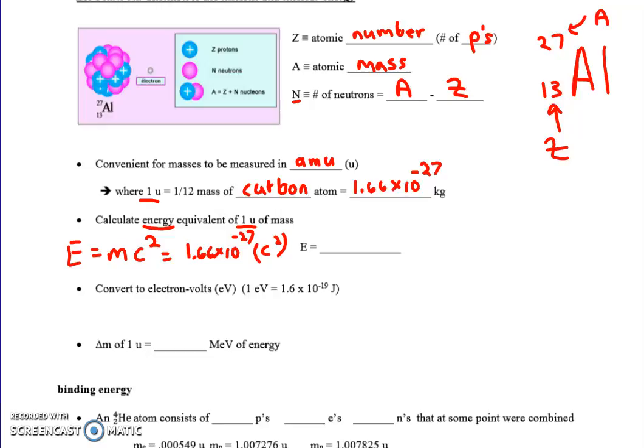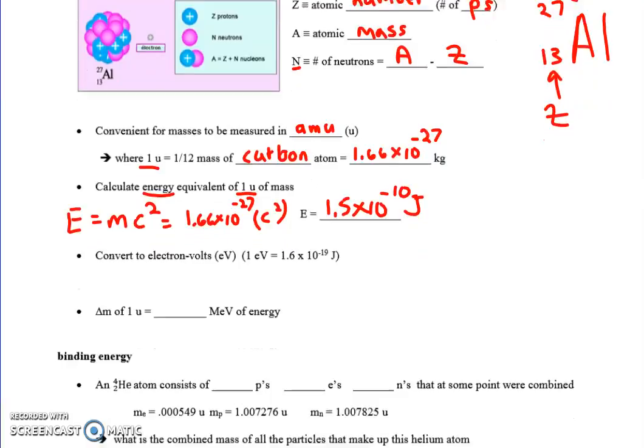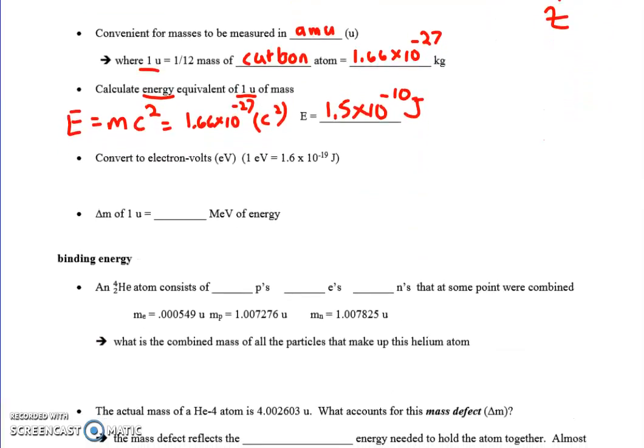And I'll trust you to do the math, and that turns out to be about 1.5 times 10 to the negative 10th joules. Okay, that's actually a fairly decent amount, but it's still pretty tiny. So now, since this is such a tiny amount of energy, we want to go to our more convenient unit of energy called the electron volt. And if you recall, 1 electron volt is 10 to the negative 19 joules. We can convert this number right here into electron volts.